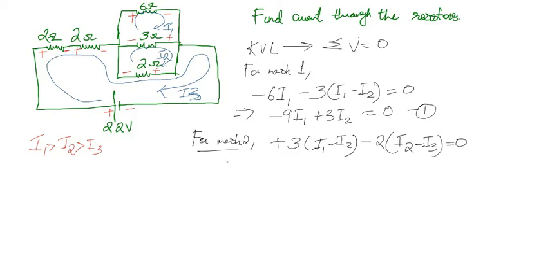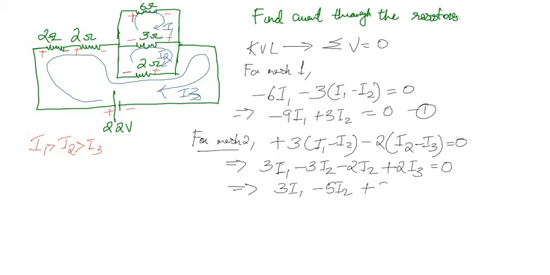Okay, so when I'm simplifying that, I'll be getting 3I1 minus 3I2 minus 2I2 plus 2I3 equal to 0. So that implies it will be 3I1 minus 5I2 plus 2I3 equal to 0. So this is my second equation.